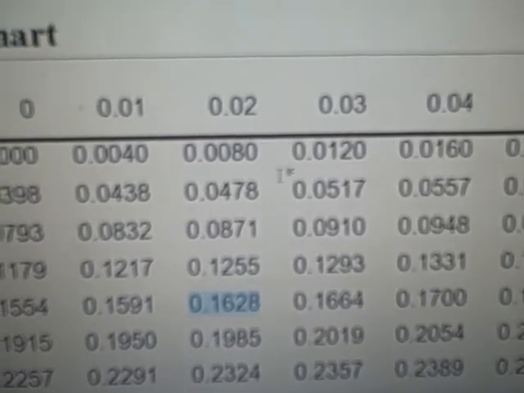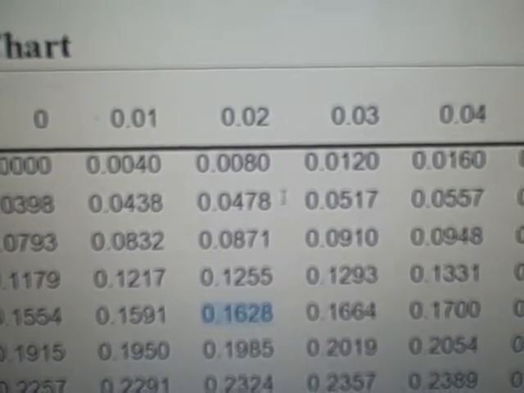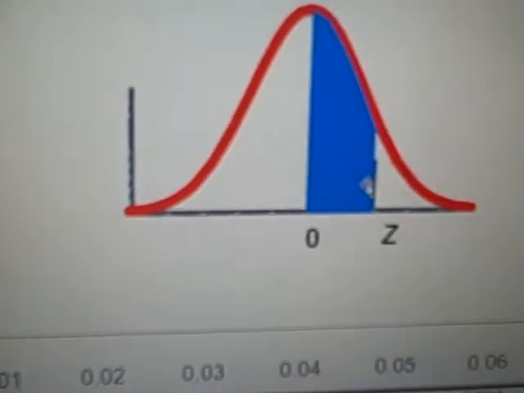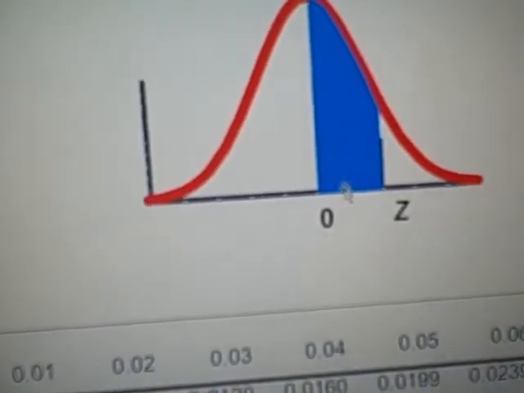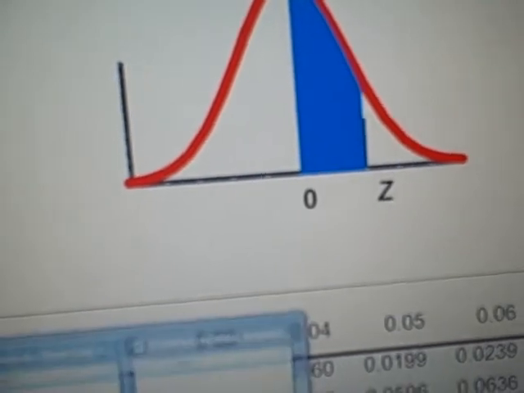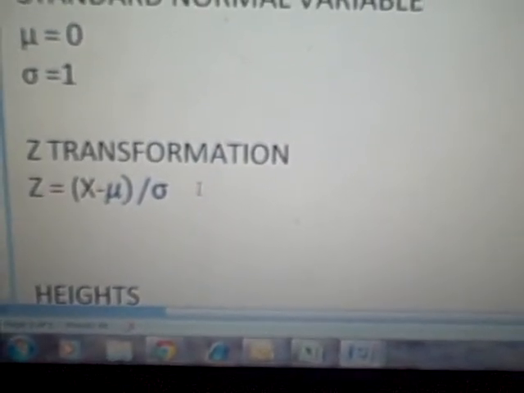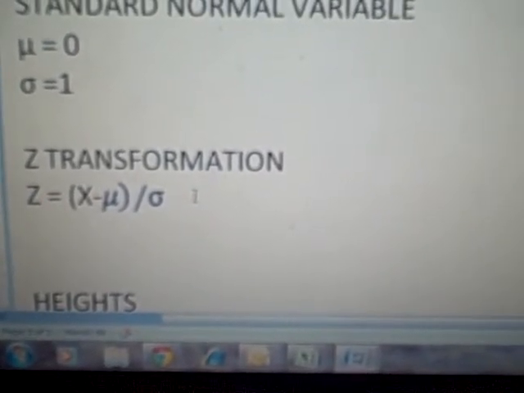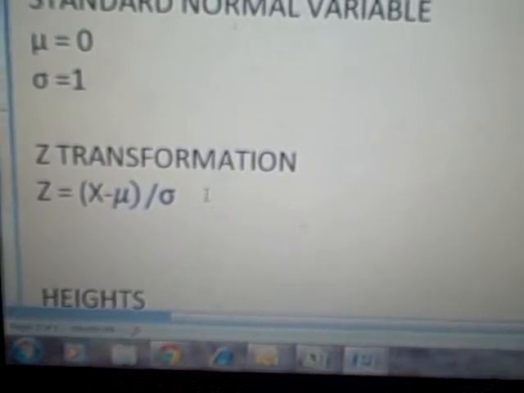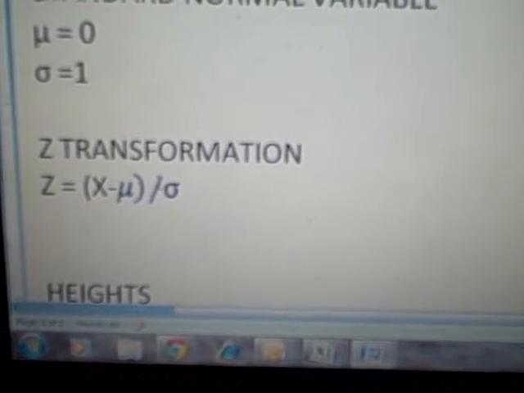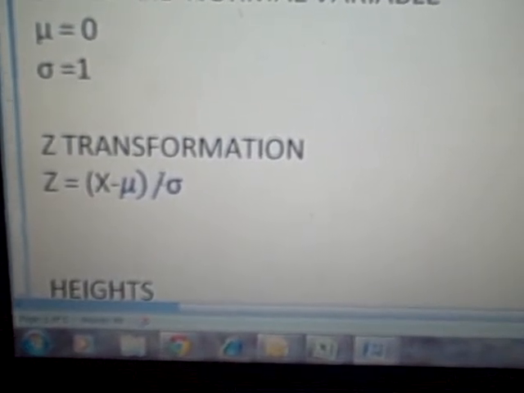Again, this is the normal table for a mean of 0 and a standard deviation of 1, but suppose we don't have that. What do we do in that case? Well, there is not a problem because we can always make a z transformation. We can transform any x into a normal variable by making the transformation z equal x minus mu over sigma.